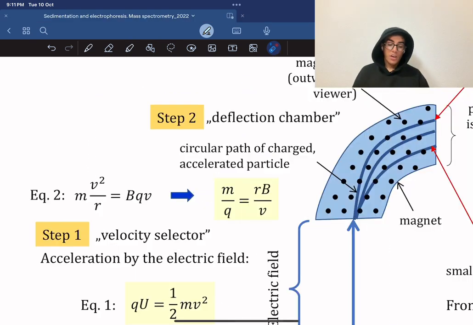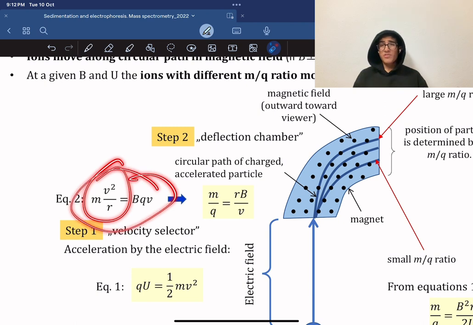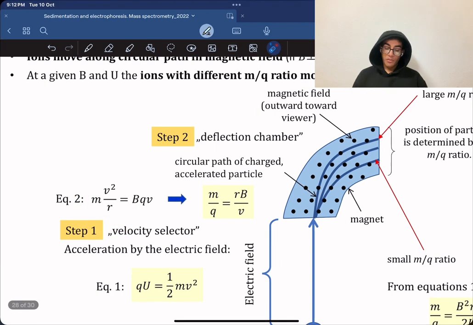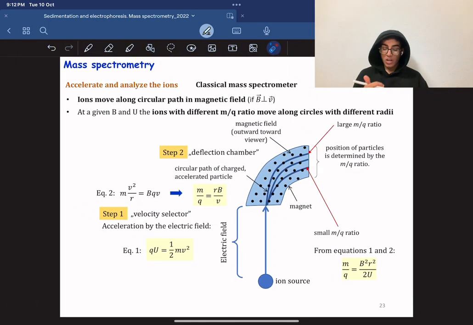Whatever, square, I don't care. Yeah, this formula, basically this is a derivation, which we don't need. We don't need derivations, we need the final formulas. So, very important: objects are separated by mass to charge ratio. So obviously you should know what mass to charge is. It's radius times B divided by the velocity of the particles going in there.